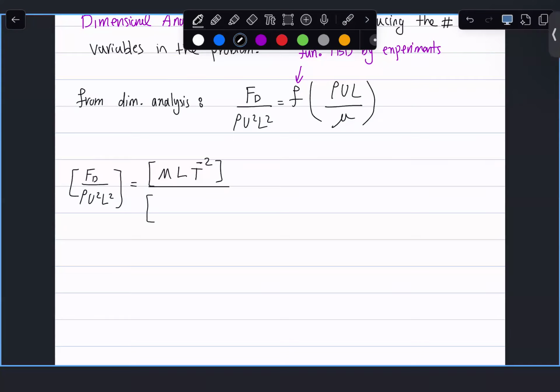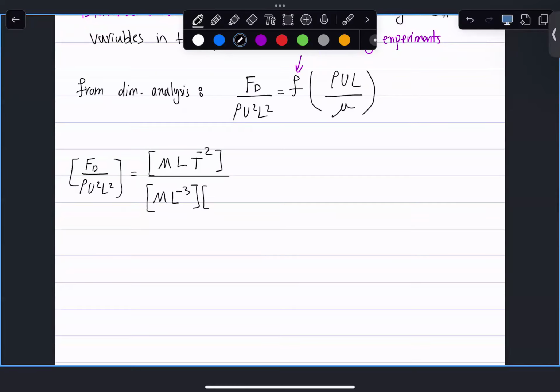What about rho? What are the dimensions of rho now? Mass over volume, and volume is a length cubed, so mass times length to the -3, exactly. What about velocity u? Length times time to the -1, and this is squared, right? So I have this exponent 2. And lastly, the diameter or the length of that sphere, of course, that's just the length. So that's length squared.